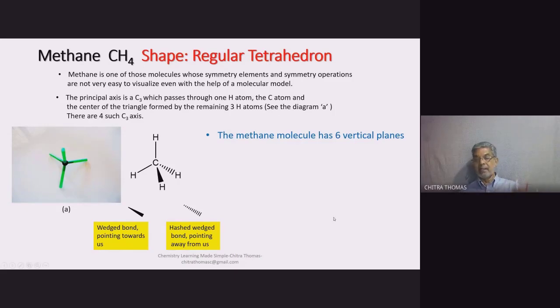Now, I make a statement. The methane molecule has 6 vertical planes.